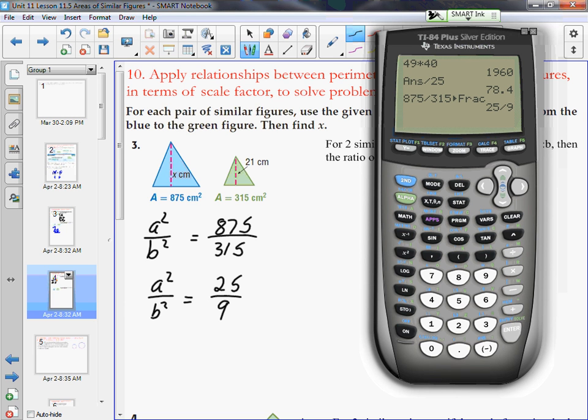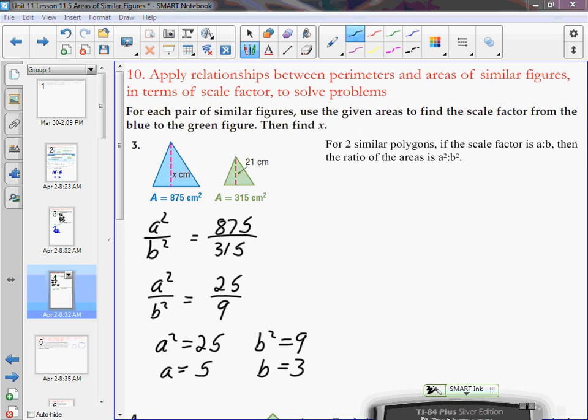Because now, doesn't that mean that a squared equals 25 and b squared is 9? See what I did? If those two fractions are equal, the numerators are equal, the denominators are equal. So a equals 5, b equals 3. Well, if a equals 5 and b equals 3, then our scale factor is 5 to 3.